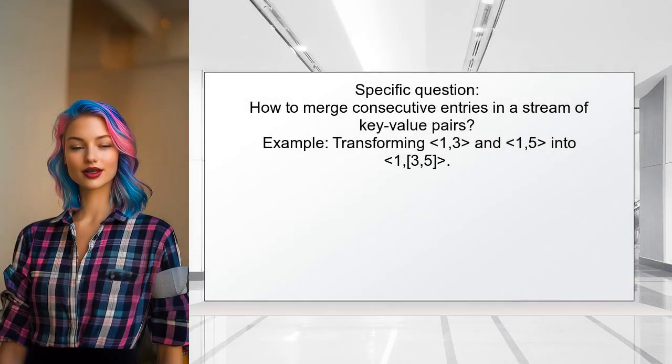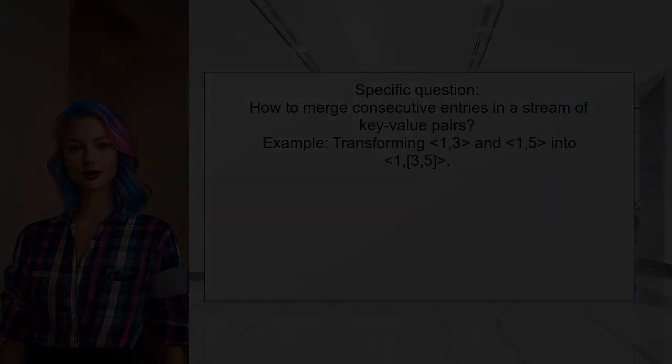Here's the specific question we're addressing. One user asked how to merge consecutive entries in a stream of key-value pairs, like transform pairs such as 1, 3, and 1, 5 into 1 with a list of values. Sound familiar? Let's tackle this together.